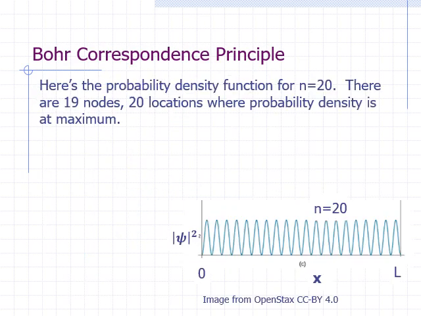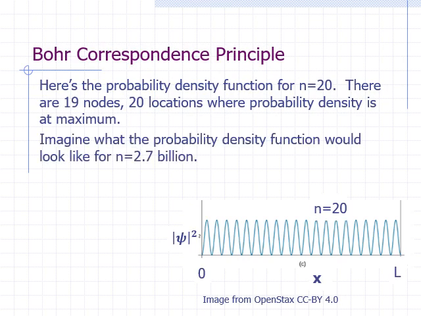Here's the probability density function for n equals 20. Remember that there will be n minus 1 nodes between x equals 0 and x equals L. This means 19 nodes, and there are 20 locations where the probability density is at a maximum. Now imagine what the probability density function would look like if n is 2.7 billion.